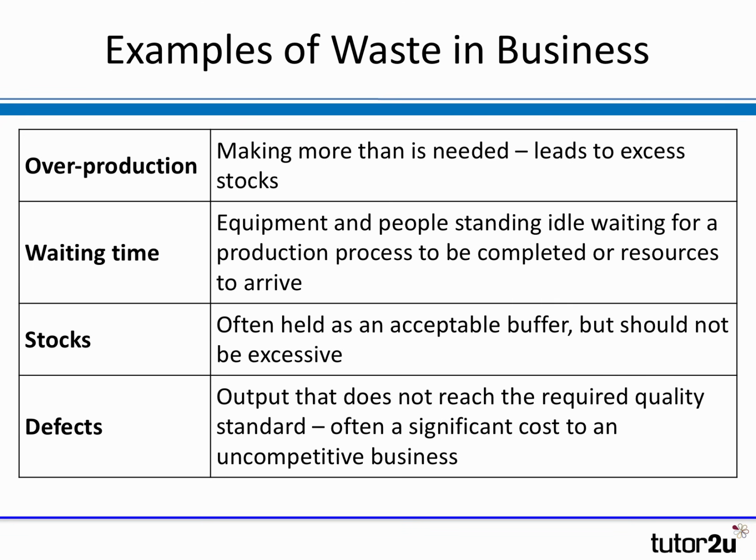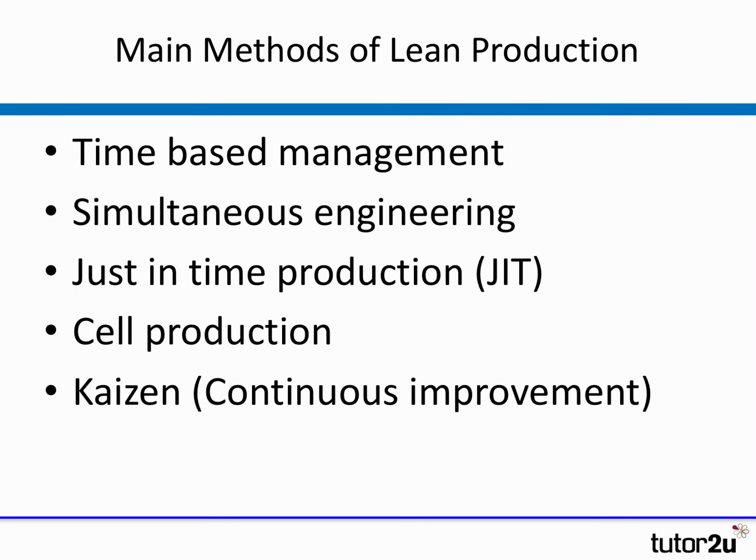And of course, perhaps the most important and potentially significant example of waste in business is defective output that is not up to the required standard of quality. And this is often the case. You find this a lot in businesses that are uncompetitive, a high level of substandard or defective output.